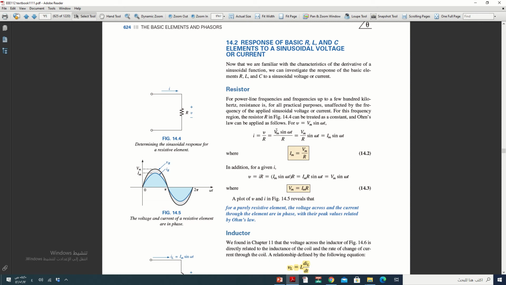Here Vm over R, we can write it together. It will be considered as a constant, which is Im, and sine omega t similarly. This means Im equals Vm over R. If we have Vm, we can directly find Im.